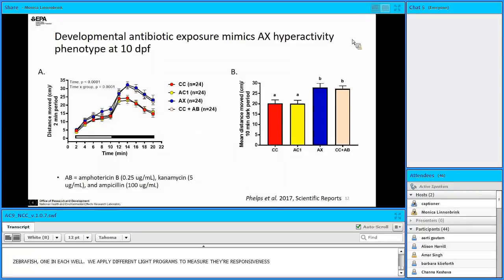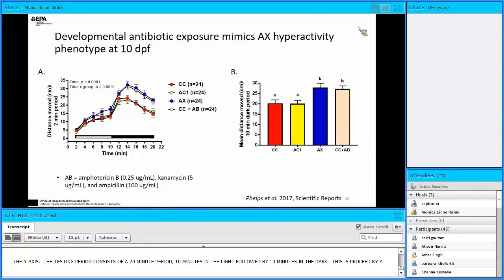And I'm just going to show one figure from that Phelps paper that illustrates a couple key points. So in figure A, this is the distance moved every 2-minute period on the y-axis and the time in minutes on the x-axis. So the testing period consists of a 20-minute period, 10 minutes in the light followed by 10 minutes in the dark. And this is preceded by a 20-minute dark acclimation period.